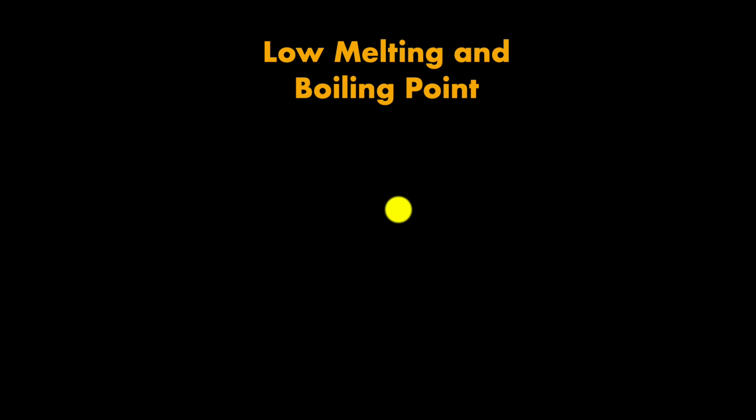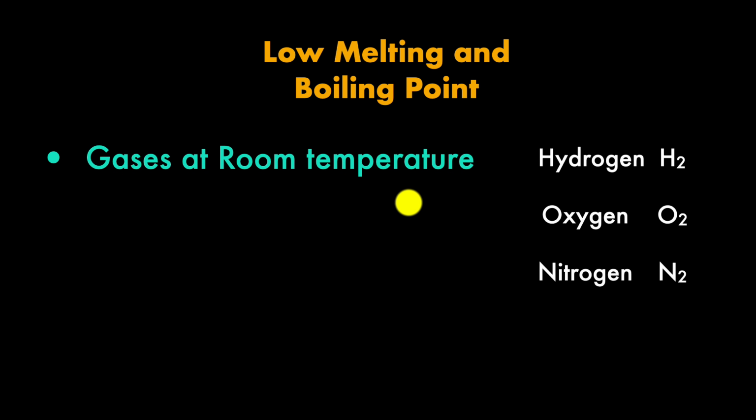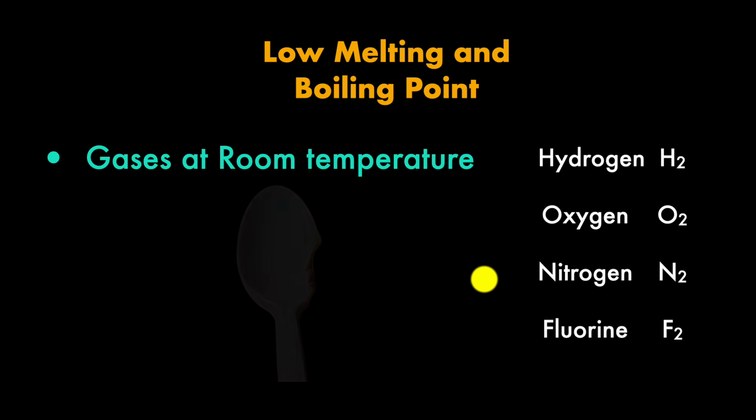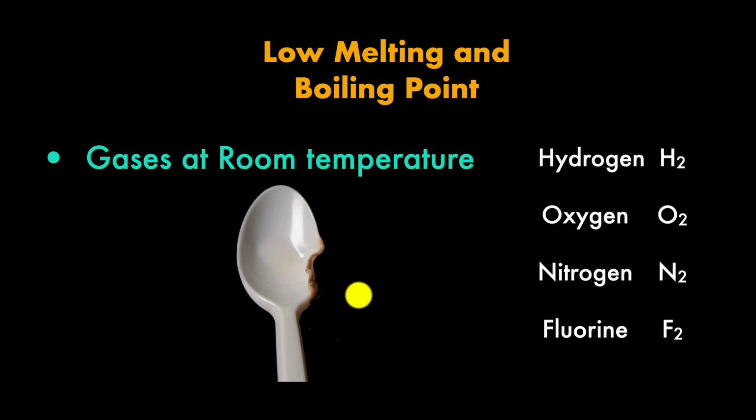That's why a lot of these are gases at room temperature, like hydrogen, oxygen, nitrogen, fluorine. They're all gases at room temperature. And this also explains why substances like plastics can melt very easily.